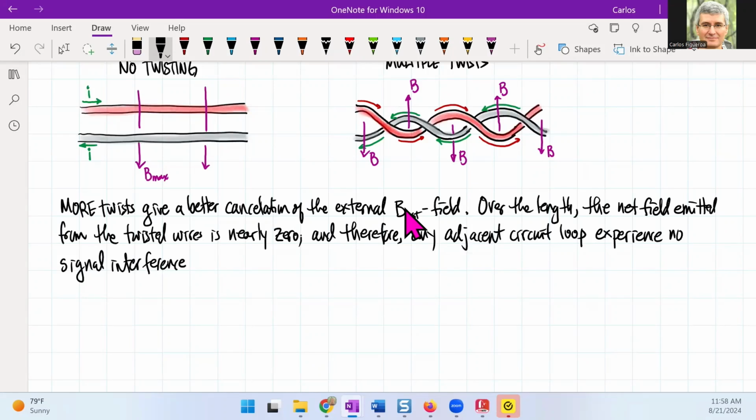By the way, a lot of times don't call it signal interference. What they do here is they call it an EMI, which stands for electromagnetic interference, because the magnetic brings in the electric in this situation.